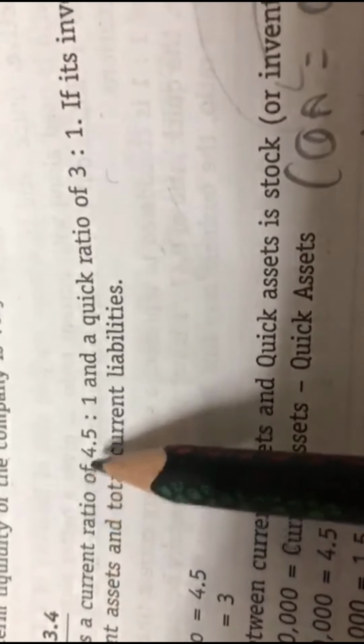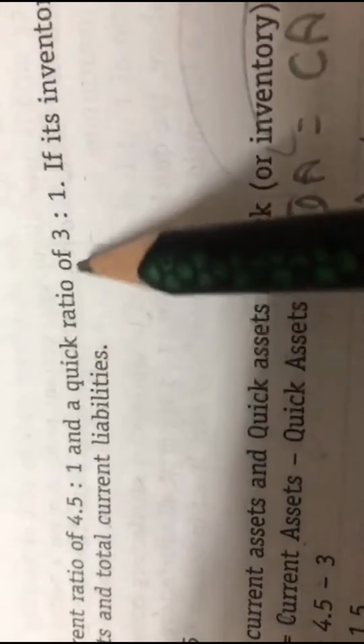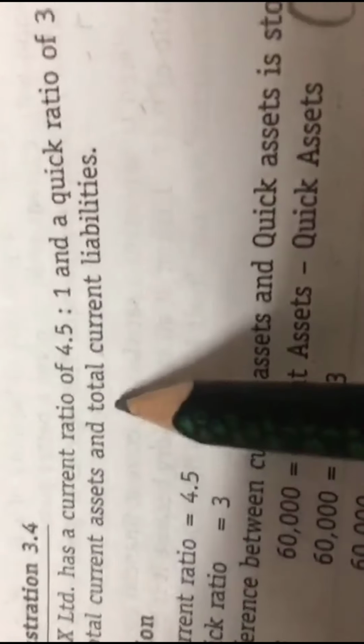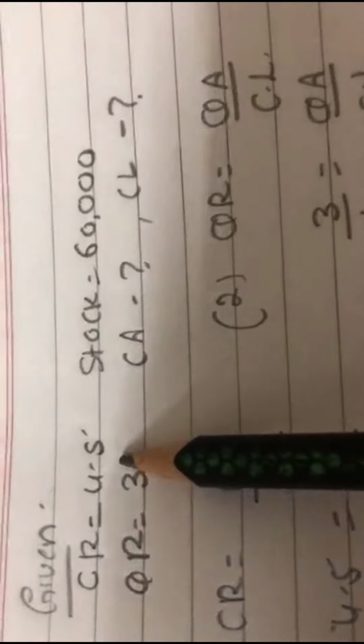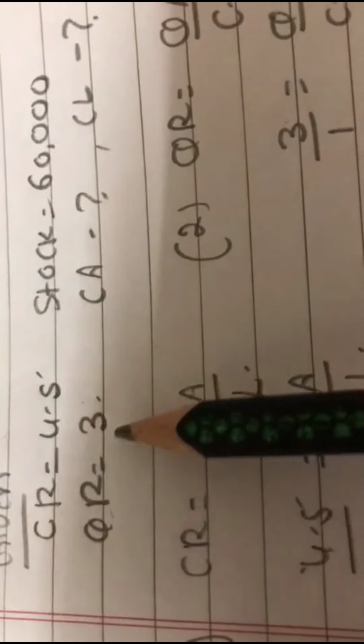Next problem is X Limited has a current ratio of 4.5:1 and a quick ratio of 3:1. If its inventory is rupees 60,000, find out its total current assets and total current liabilities. I have done the solution here. First you write the given, students. What is given? Current ratio. How much is current ratio? 4.5. Quick ratio is 3.